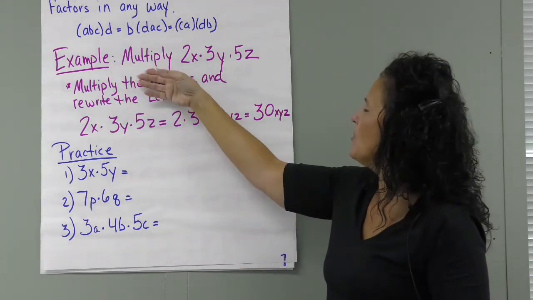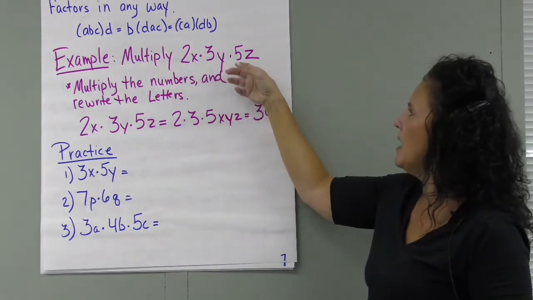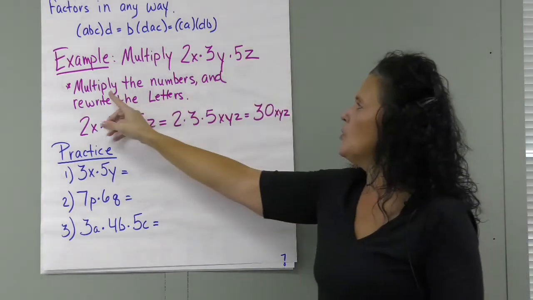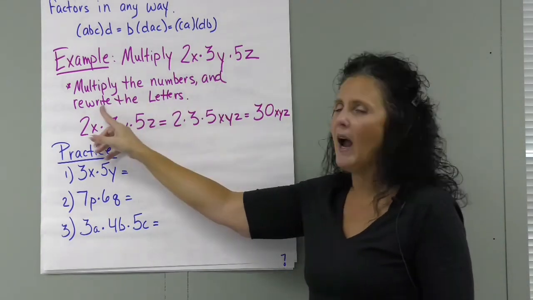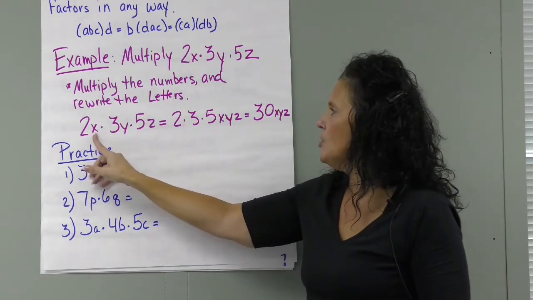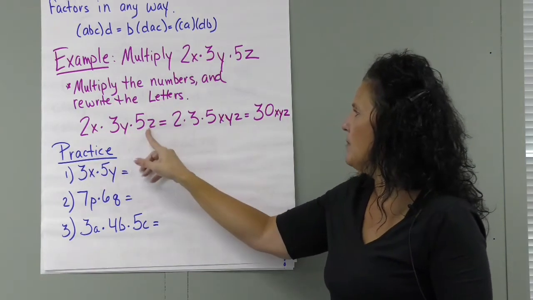So our example is we multiply 2x times 3y times 5z. What we want to do is to multiply the numbers and rewrite the letters. So here we have 2x again times 3y times 5z.